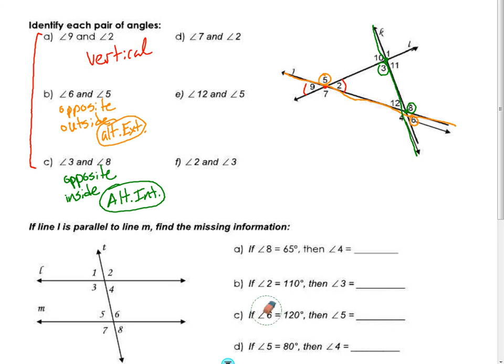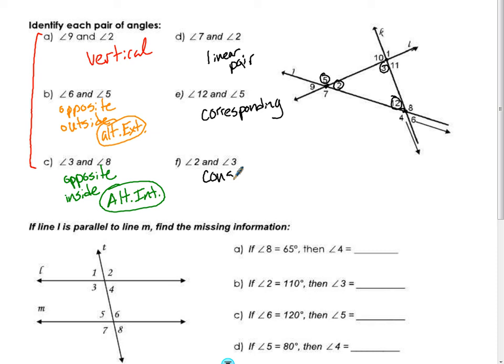2 and 7, they're going to be a linear pair. 12 and 5. 12's right here, 5's right here. Those would be corresponding. And 2 and 3. Those would be consecutive interior. Consecutive interior. Okay?